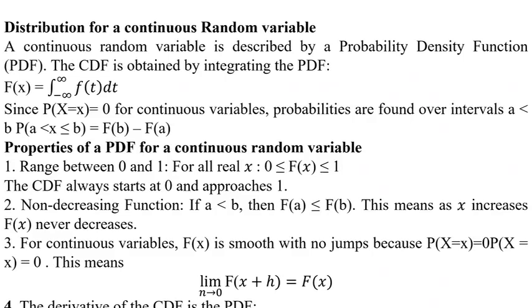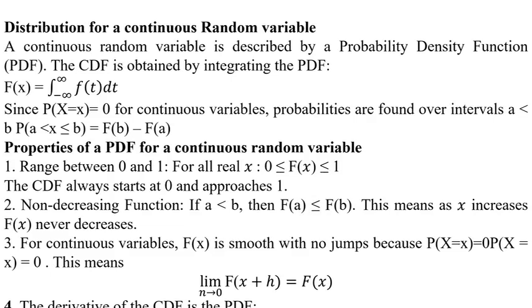So our f of x, which is our CDF, is equal to the integral from minus infinity to x of f of t dt. That is our CDF. Since p of x equals a single value is 0 for a continuous variable, probabilities are found over intervals, because anything that has to do with continuous must be within a range or interval. For a less than or equal to b, the probability of a less than or equal to x less than or equal to b is f of b minus f of a.